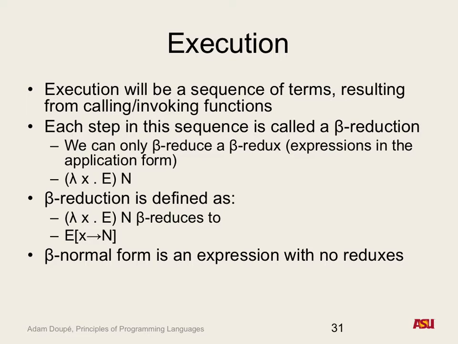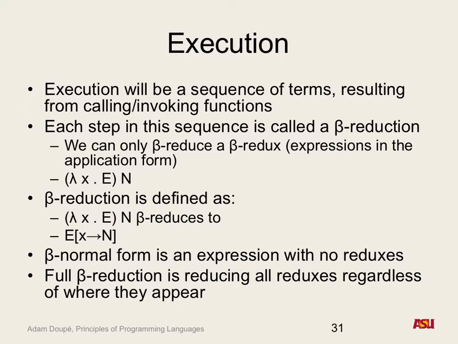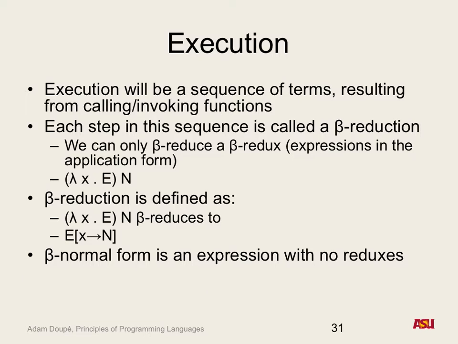So beta normal form is when we finally get to the end and we say, okay, we've done a series of beta reductions and we can no longer do any more beta reductions. You can think of it as we've reduced this function as far as we possibly can. So I talked about earlier that there are different ways. Beta reduction is really just one step. We want to take one application and reduce that one application.